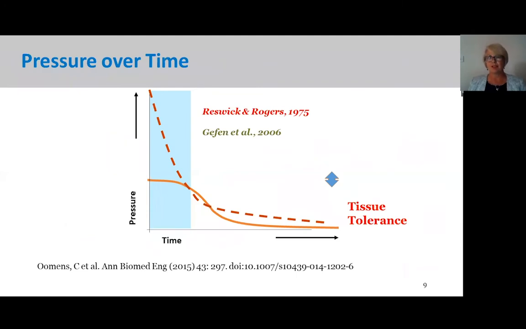So when we're thinking about that pressure over time, there has been lots of work done, most recent work by Case Omens in 2015, looking at how long particularly that tissue tolerance is before they get a pressure ulcer. The higher the pressure, the shorter the time, but it needs to be remembered that even with very low pressures, there is that possibility that you will still get that pressure ulcer.